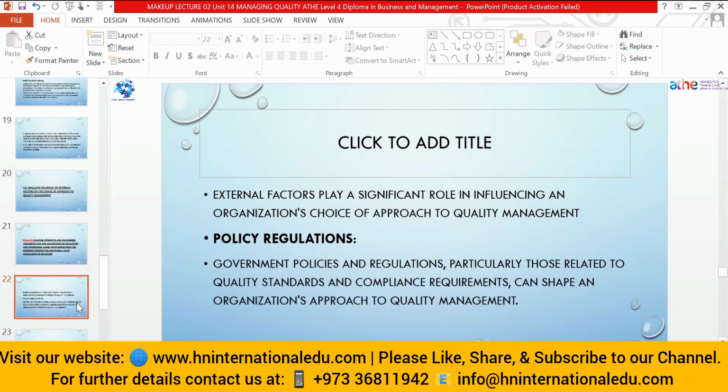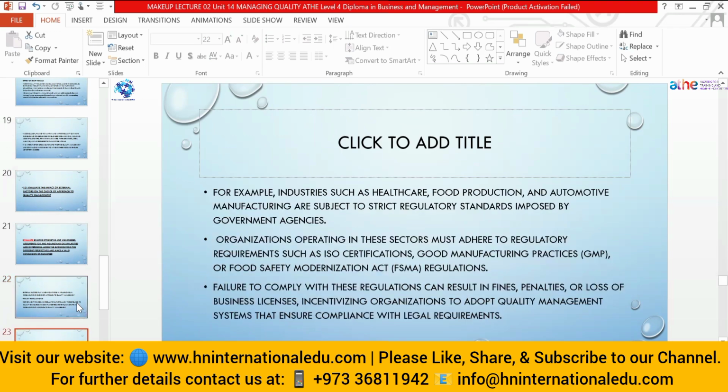Policy regulations. Government policies and regulations, particularly those related to quality standards and compliance requirements, can shape an organization's approach to quality management. That is, the organization is already working with the government, under the legal system, law firms and taxes, everything. But with that, we need to work on the policies as well. What is going on by the government, we need to regulate in the organizations too.